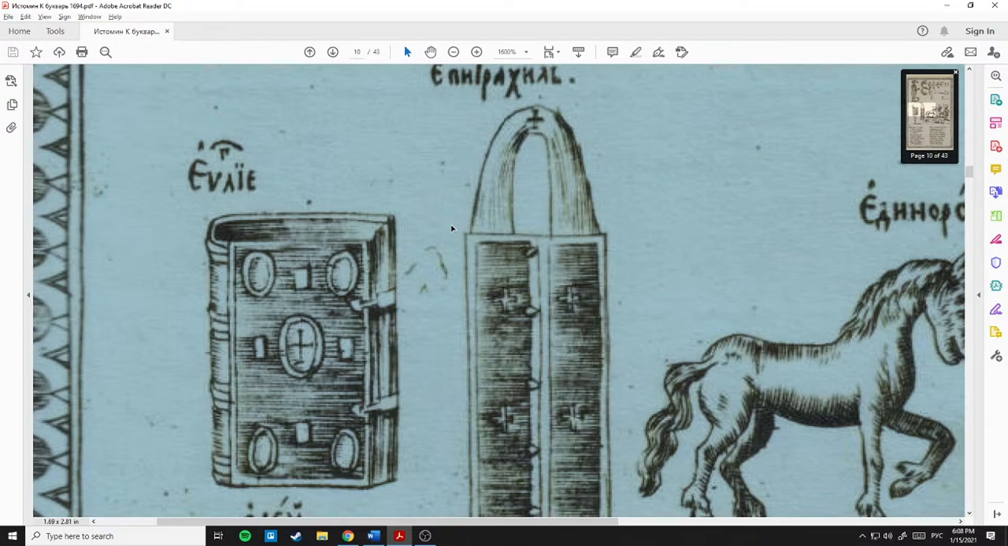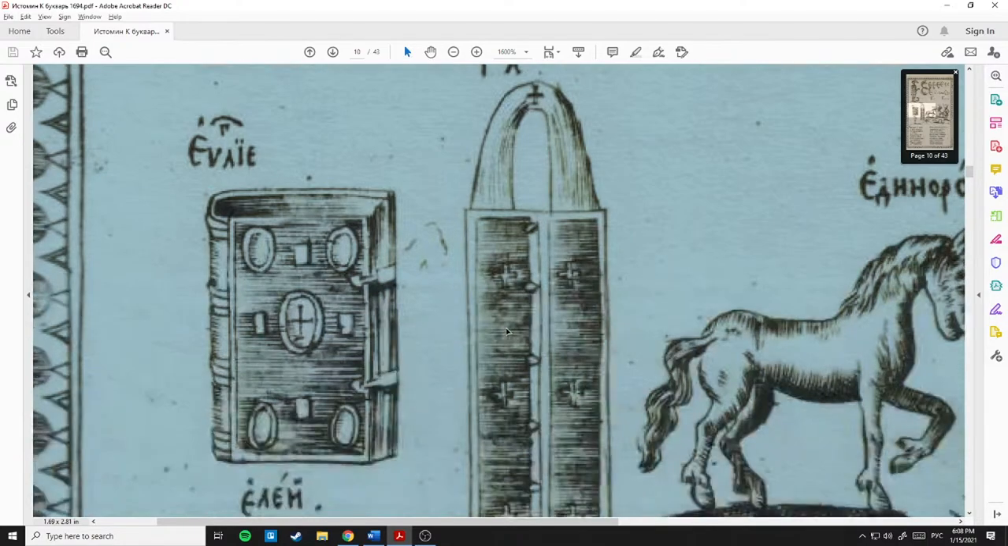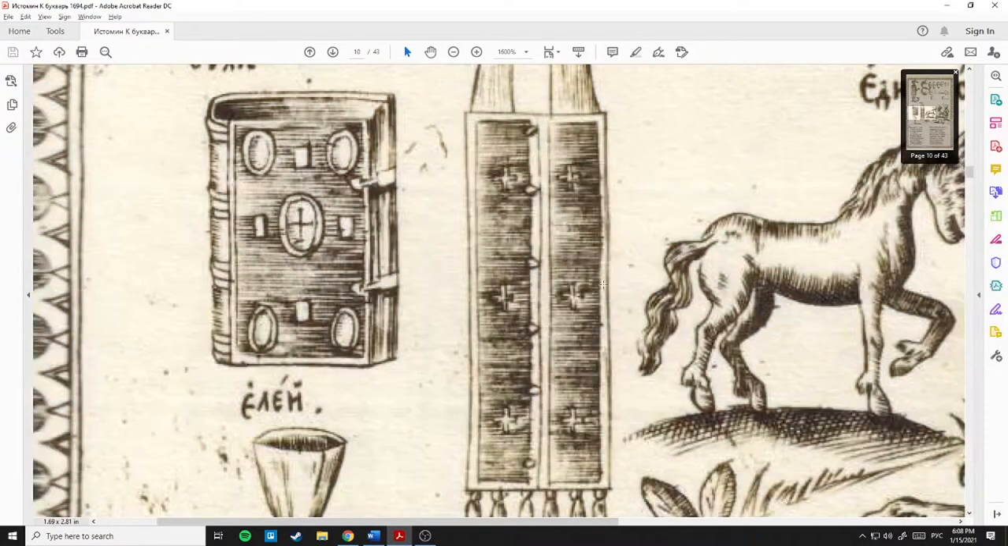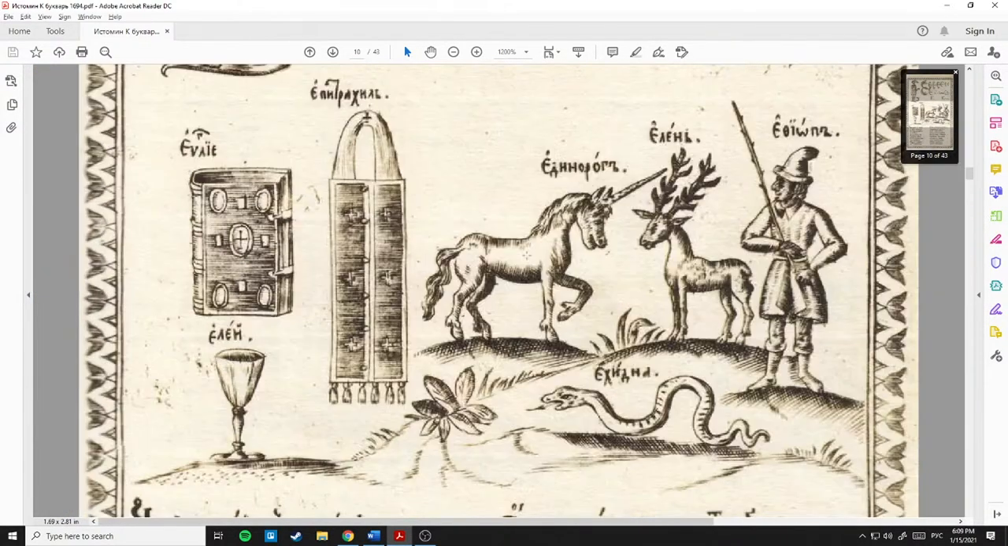So in the Catholic Church, the Western Church, Roman Catholic Church, they don't use this. And it's also not called epitrachil or epitrachelion. It's basically called an alb or a stole. It also looks different. It's a different color, less gold usually. So let me zoom out. So we have Evangelia, Elei, Epitrachil.